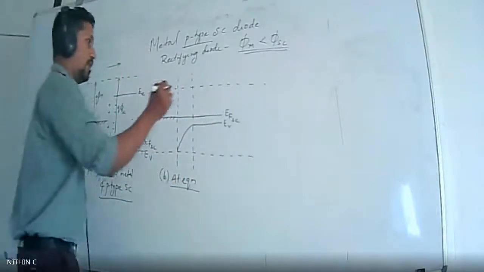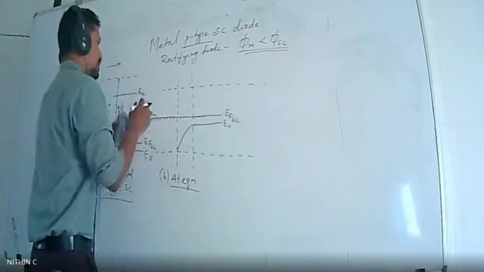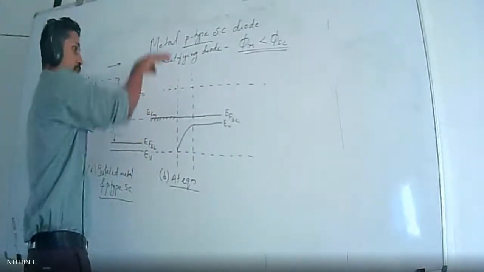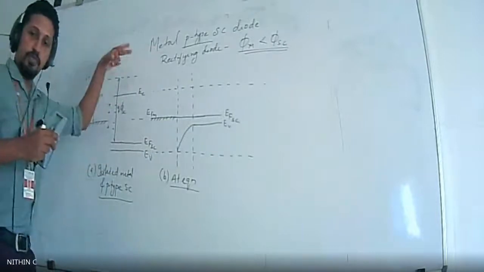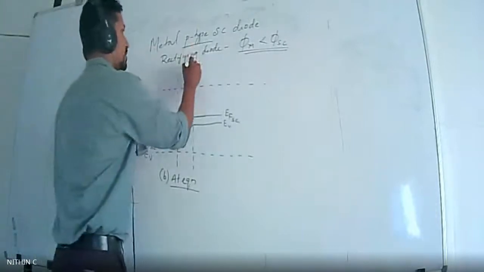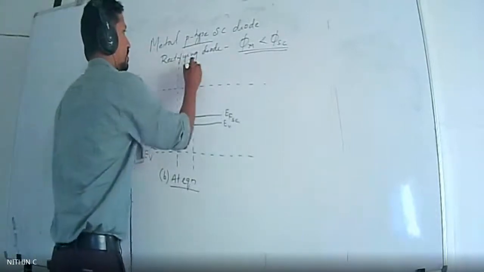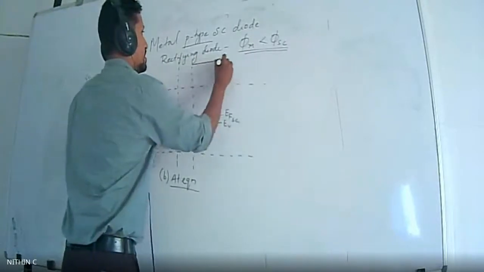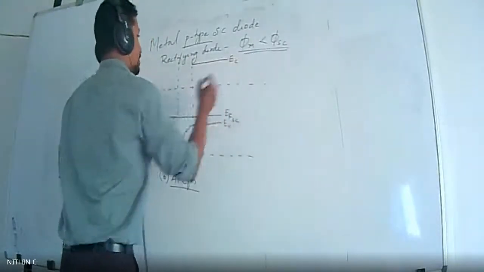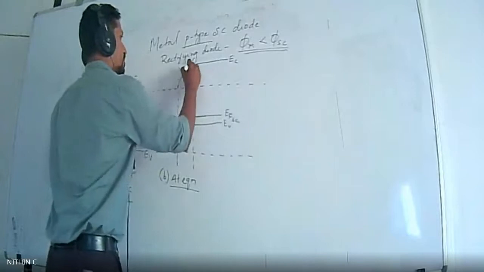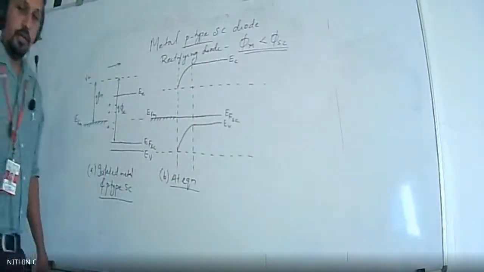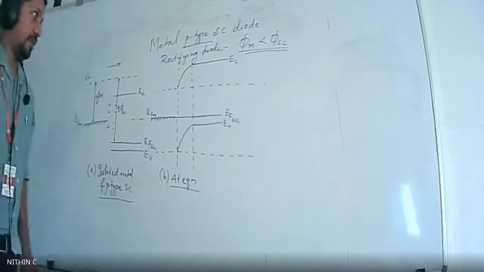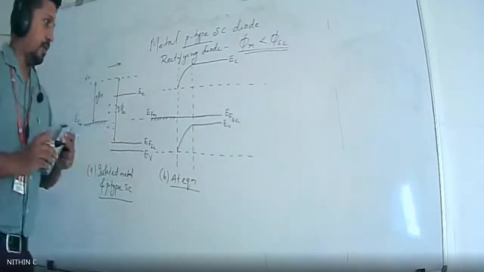Clear? In a similar manner, EC will also shift. This is actually the EC line. That will also shift. When EF moves up, EV and EC both shift parallelly. So I am just shifting that. EC will be somewhere around here and bending in the upward direction. Clear? This will be the figure of the energy band diagram at equilibrium in the case of metal P-type semiconductor.